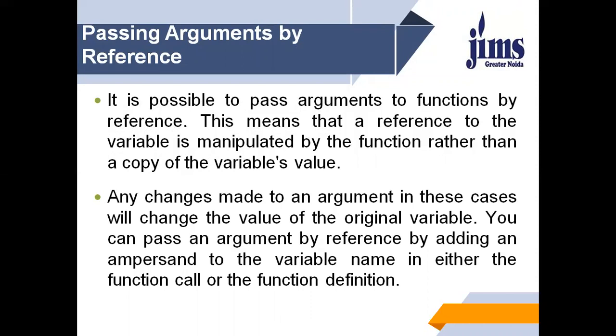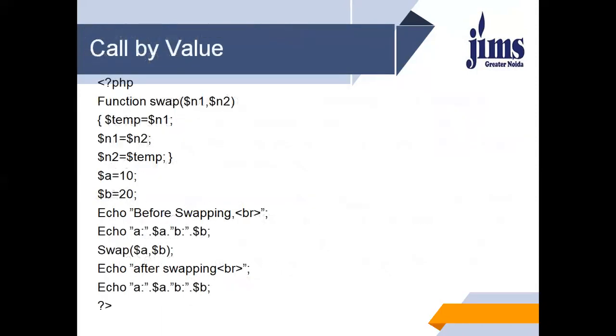You can pass an argument by reference by adding an ampersand to the variable name in either the function call or the function definition. So let's have a look at an example for call by value and call by reference. We are going to write a function for swapping two numbers.